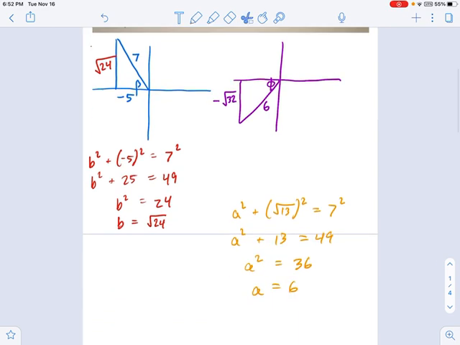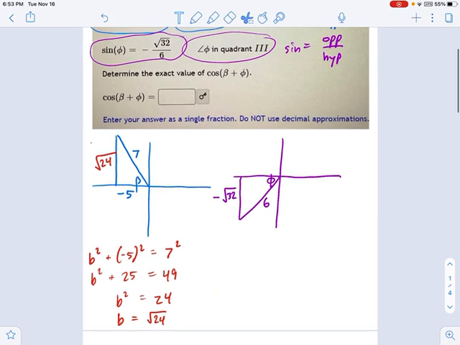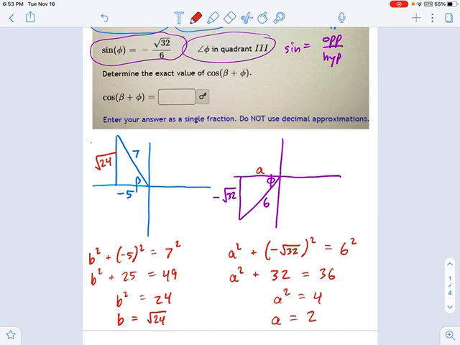Looks like I got some old work in here. Let's clear that out of the way. For this triangle over here, let's call that side a for argument's sake. I'm going to say a squared plus, put this all in parentheses, negative square root of 32 squared equals 6 squared. That's the Pythagorean theorem at work. As I work through this, I square a negative, it goes away. Square a radical, that goes away. So all I have left is a squared plus 32 equals 36. So a squared equals 4, which means a equals 2.